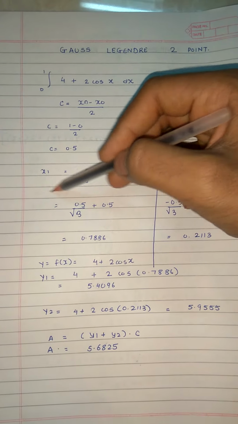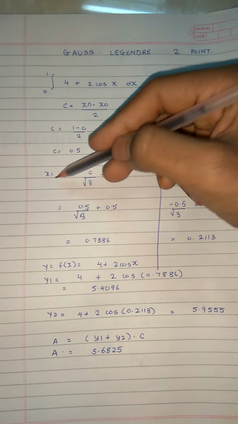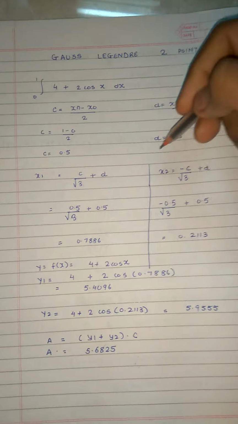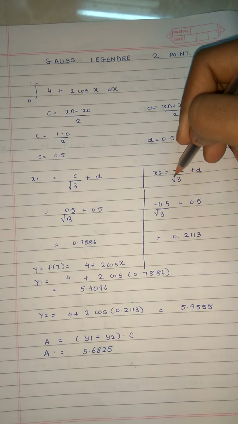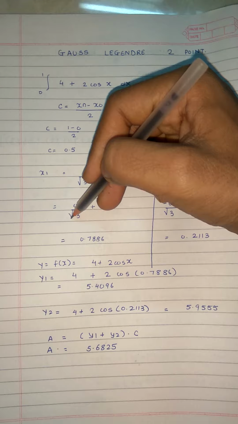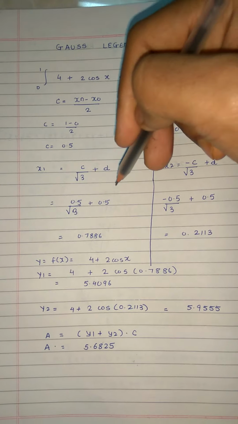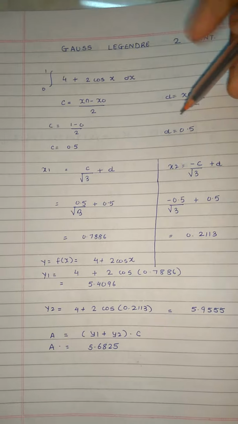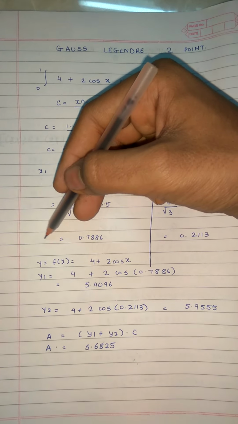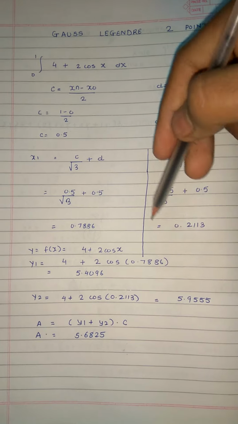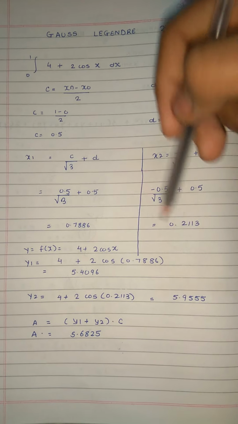Next, the step is calculating values of x. x1 is c upon under root 3 plus d, and x2 is minus c upon under root 3 plus d. So 0.5 upon under root 3 plus 0.5 and minus 0.5 upon under root 3 plus 0.5. The answers are, for x1 it is 0.7886 and for x2 it is 0.2113.